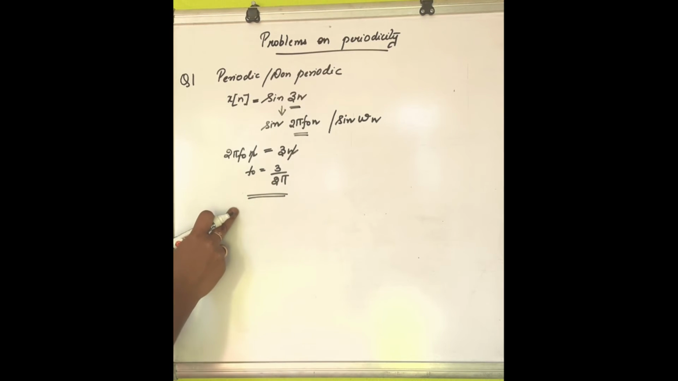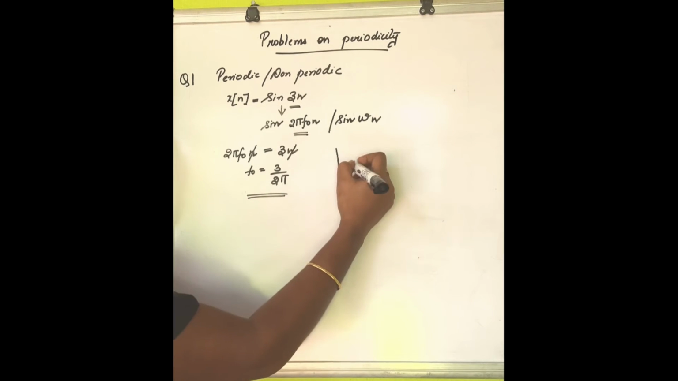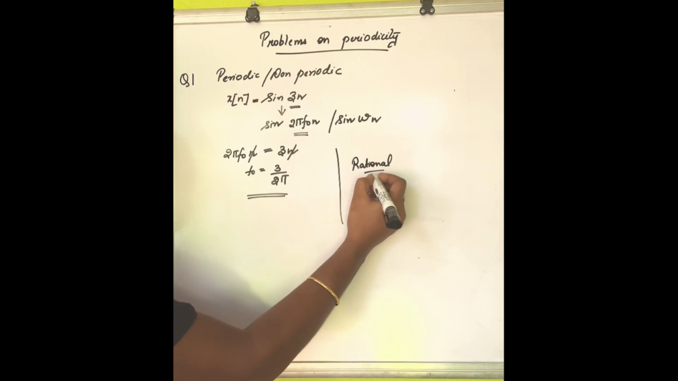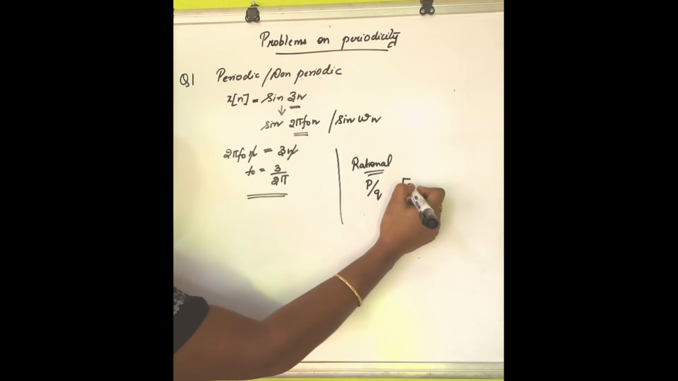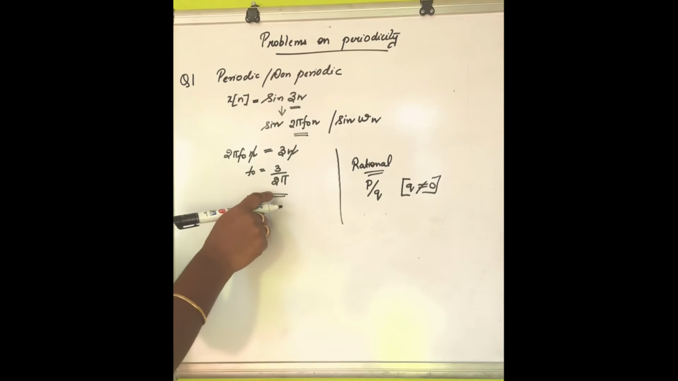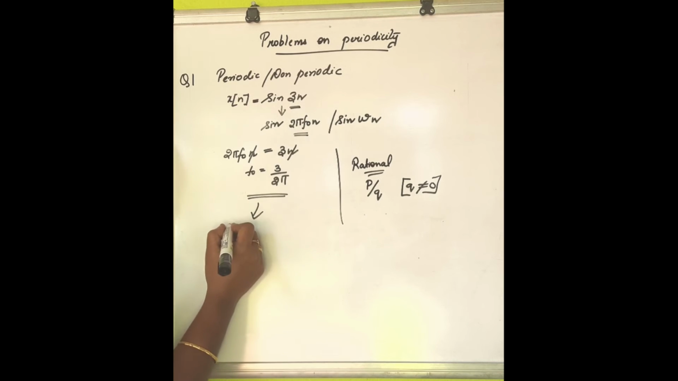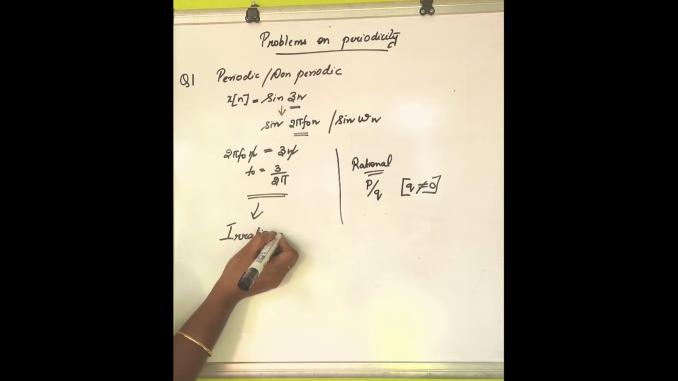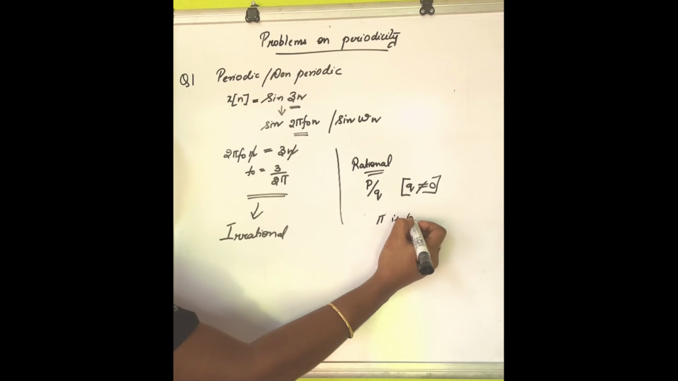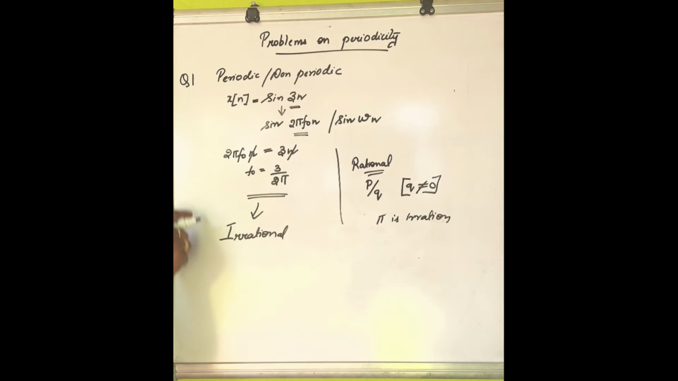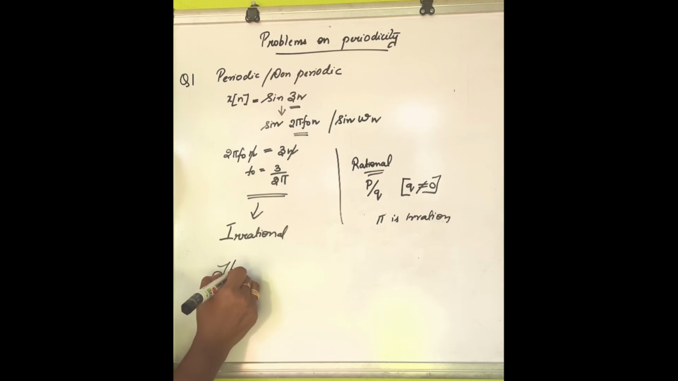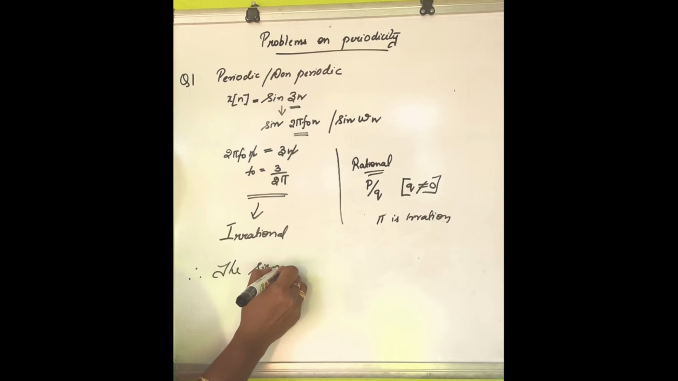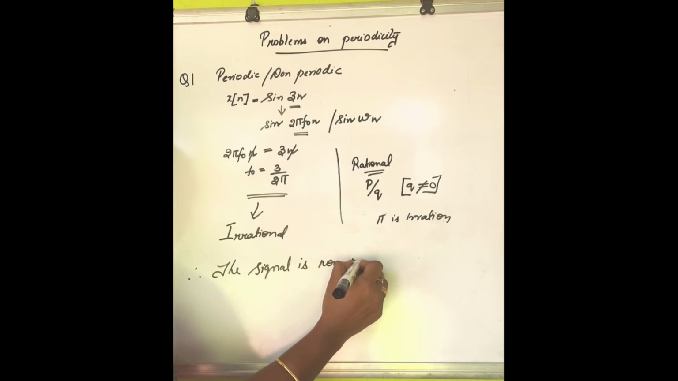If this value is rational, then it is periodic. If it is irrational, then it is non-periodic. Now when we say rational, it means it has to be of P by Q form where Q is not equal to 0. Now this is irrational. I call it irrational because pi is irrational. Hence, the signal asked in the question is non-periodic.